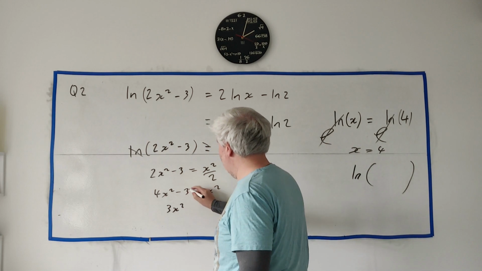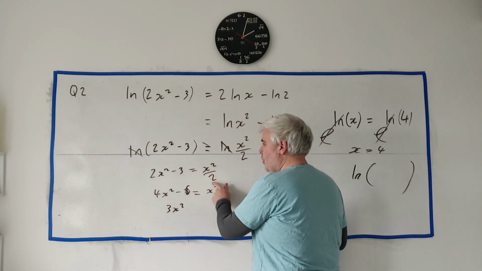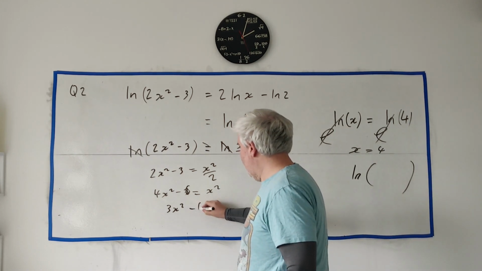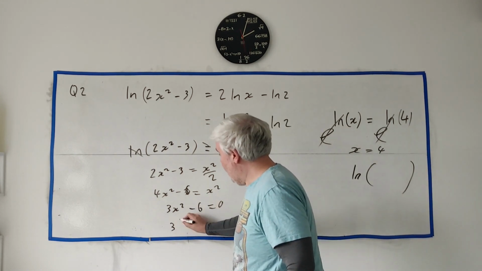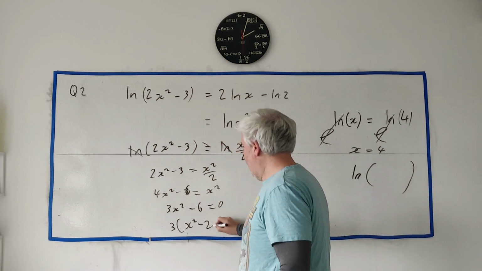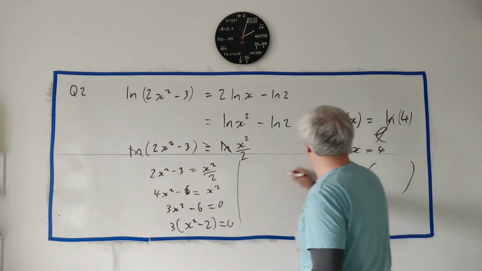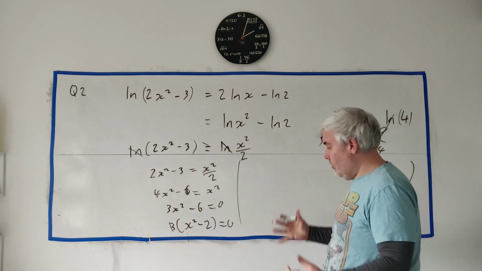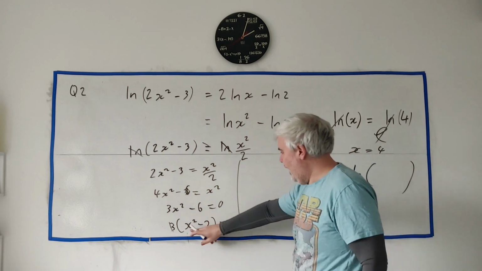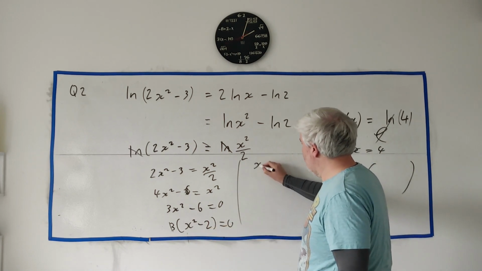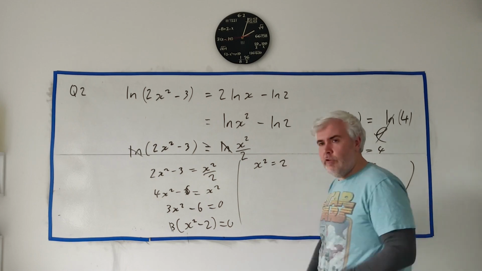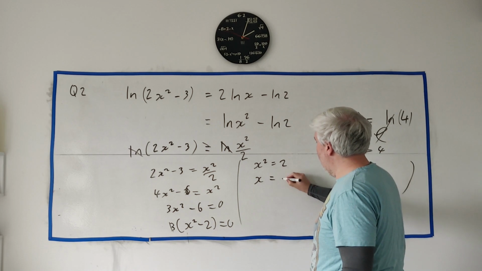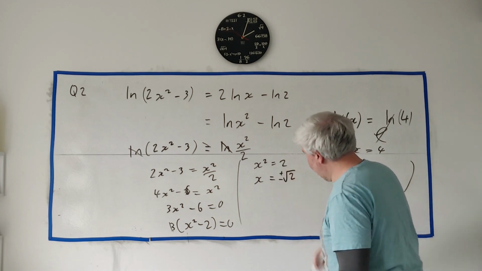Oh, sorry, I missed the multiply by 2 there: 2 multiplied by that and 2 multiplied by that. 3x squared minus 6 equals 0. We can take 3 out of both of these. Let's just do that over here. Divide both sides by 3. 0 divided by 3 is 0. So we're left with x squared minus 2 equals 0. That gives us x squared equals 2. Now usually the next step would be x is equal to plus or minus the square root of 2.